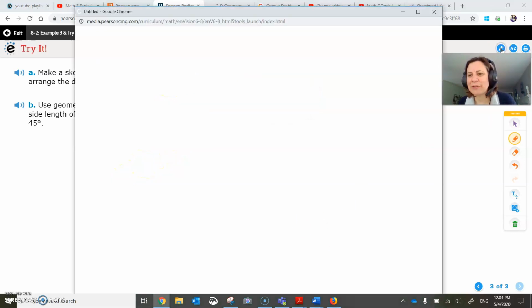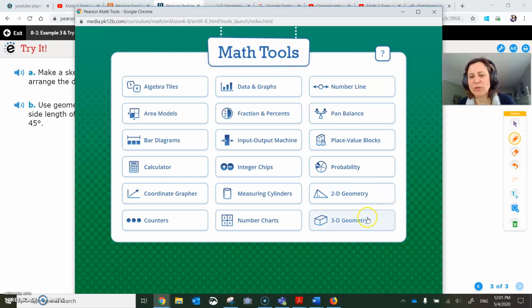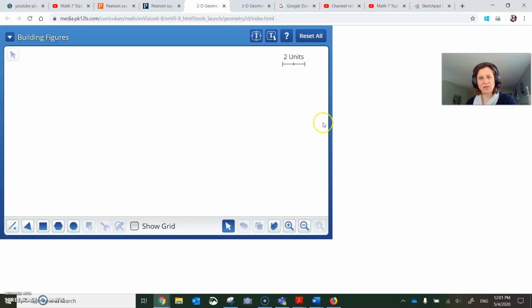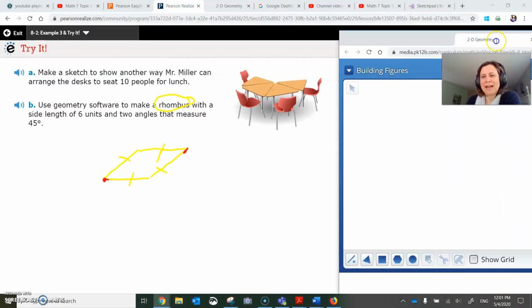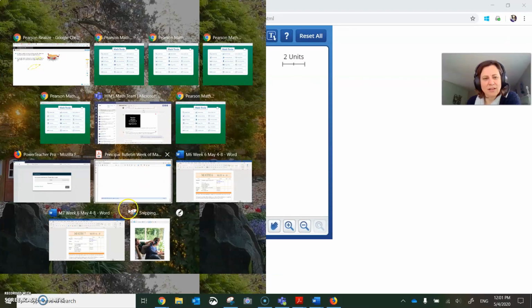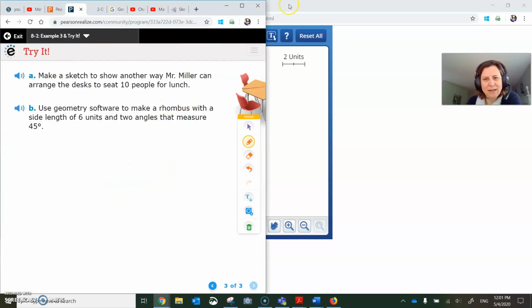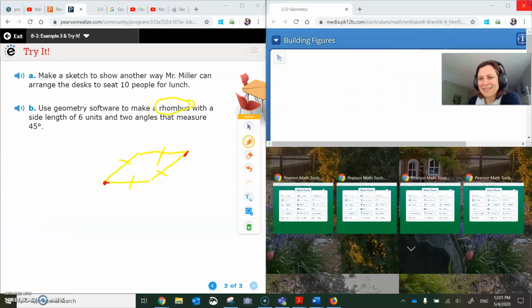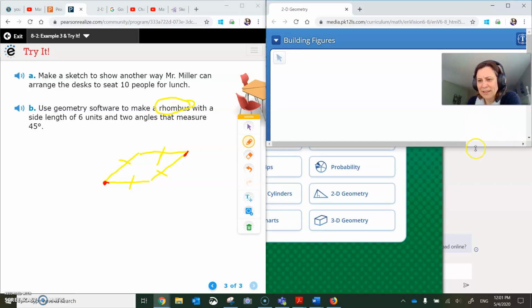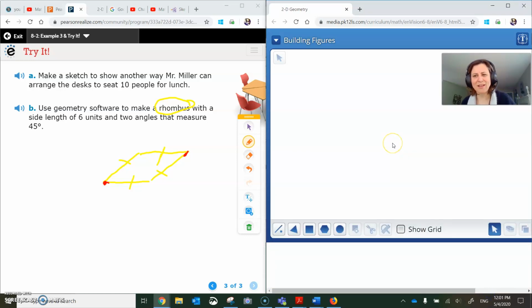So if I go to Math Tools up here, and I choose 2D geometry, 2-dimensional geometry, and then I choose building figures. So let's try it. I am going to drag this to the side here and bring back up the example. It's hard to draw it and not be able to read the description at the same time, so that's why I'm doing it this way.